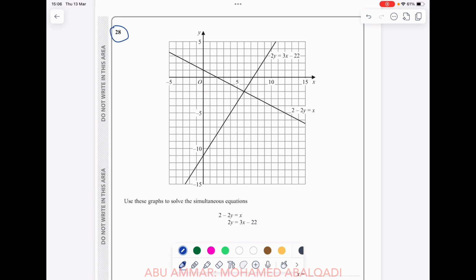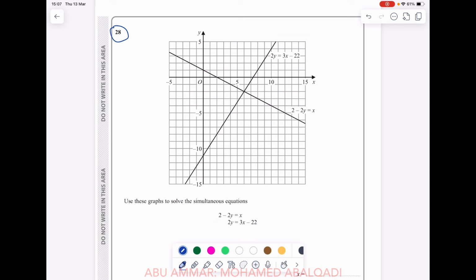Question 28 is our next question, and this question is about using a graph to solve the simultaneous equations provided. So 2 minus 2 equal to x, 2y equal to 3x minus 22, and both of these equations have been plotted on the graph. So it's very easy to solve these equations. We just need to find where the two lines cross on the graph.